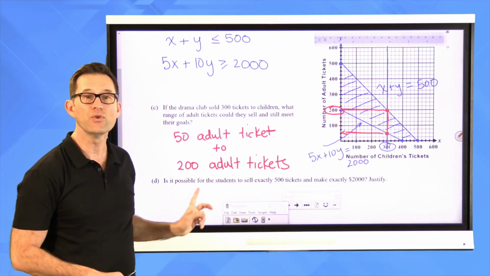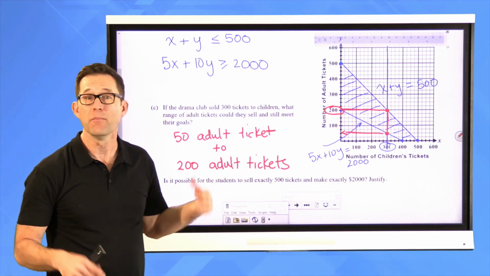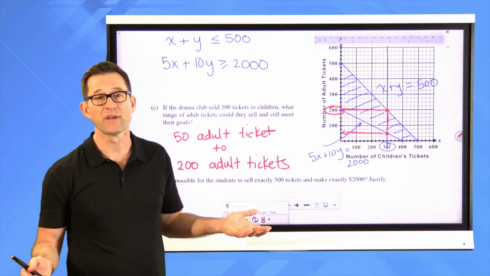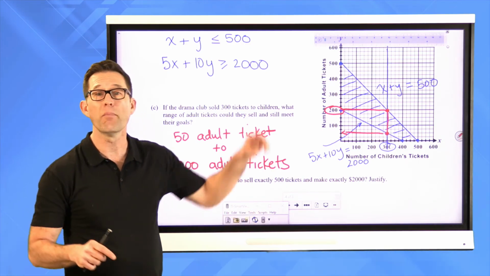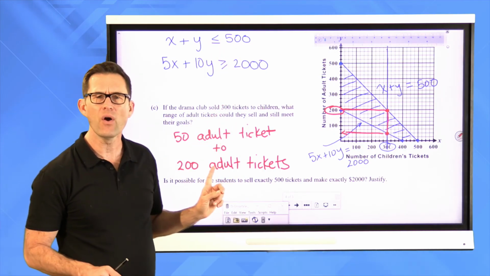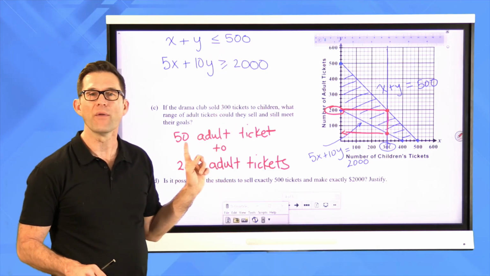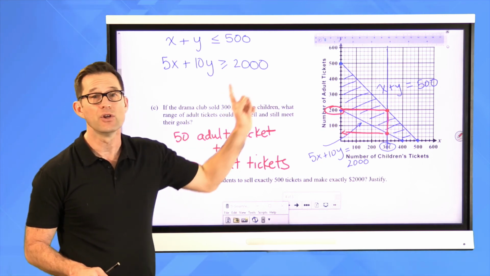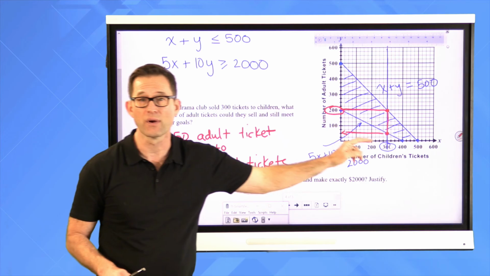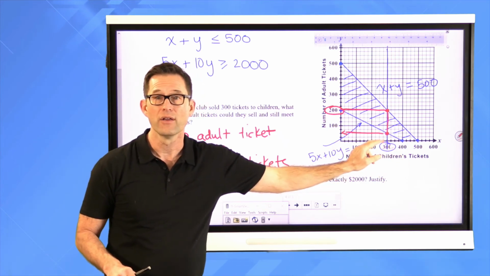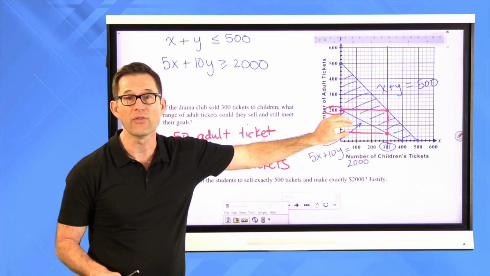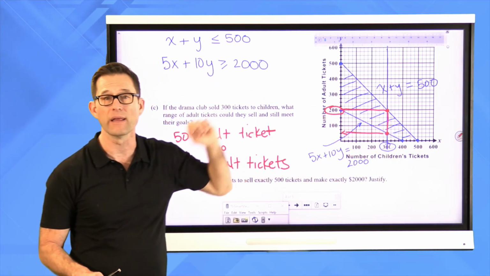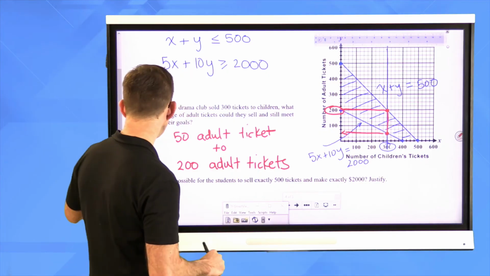By the way, the 200 makes all the sense in the world, because if we sell 300 children's tickets, the most adult tickets we can sell is 200, otherwise we'll go past that 500. Now the lower end is a little bit trickier. What that basically says is, if you sell less than 50 adult tickets, you're not going to make the $2,000. You're going to be down here, in this region that's underneath the line that represents the border of the $2,000 constraint.